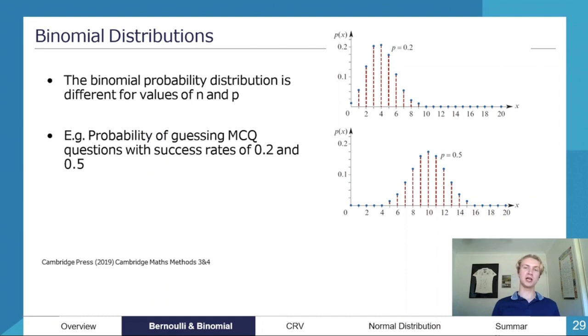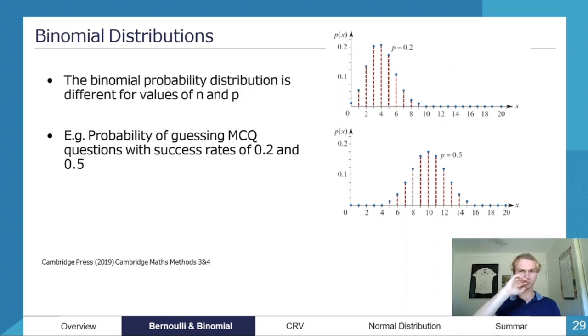The binomial probability distribution is different for values of n and p. If we change n, if we change p, it's going to affect the value of P(X = x) that we get. So an example here would be the probability of guessing MCQ questions with success rates of 0.2 versus 0.5. This is the number of outcomes that we get versus the different probabilities. And the probability of obtaining that number of outcomes successfully guessed is different depending on the probabilities.